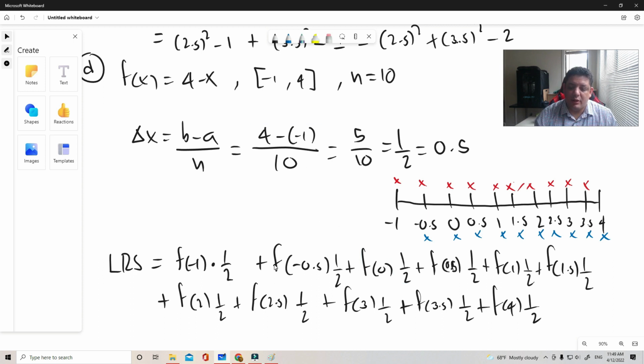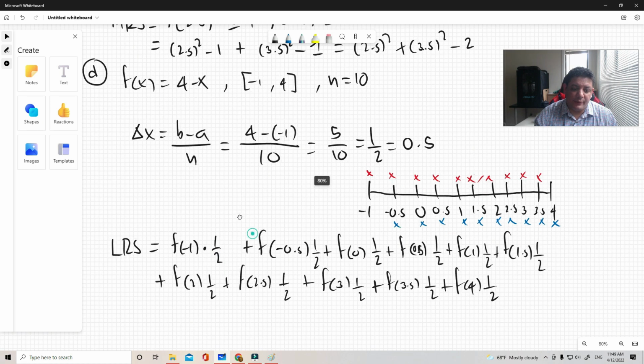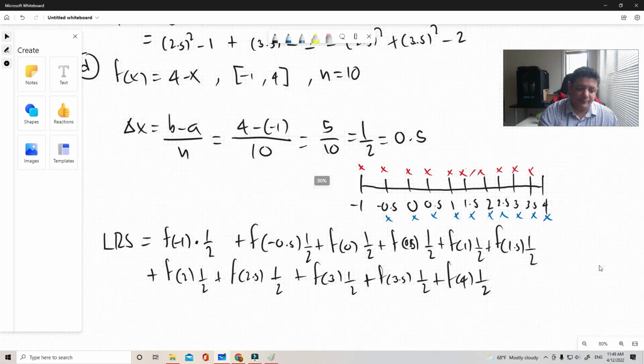And sometimes that's why we don't make big partitions, although you might not get so accurate approximations unless you're doing this. But that's the overall idea of obtaining one of the Riemann sums.